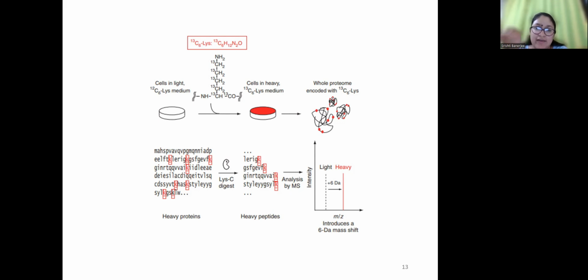So what heavy labeled means is that the normal one will be C12 and the heavy one will have C13. And which compound are you going to label? The amino acids, mostly lysine or arginine. Here you see the picture is of lysine.